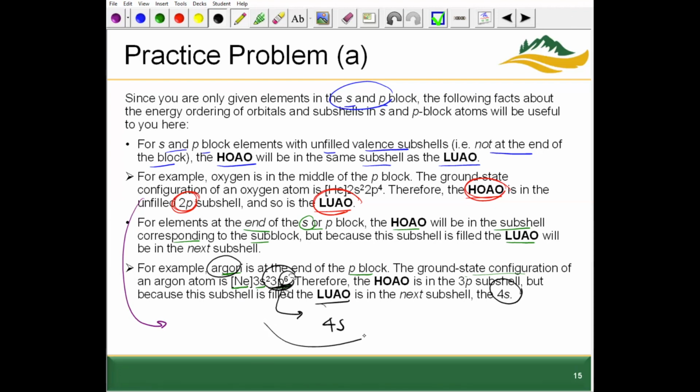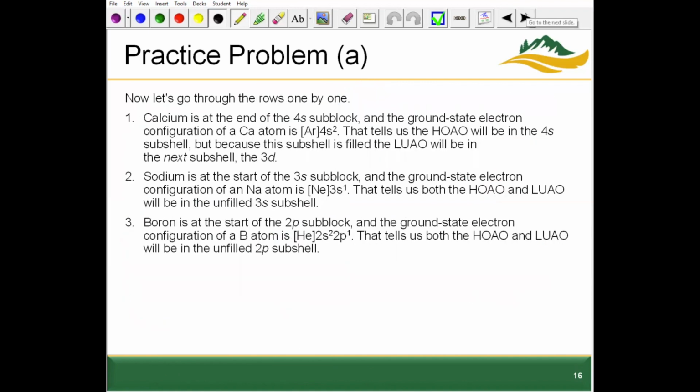So with these guidelines, let's go through each one by one. Let's start with calcium.